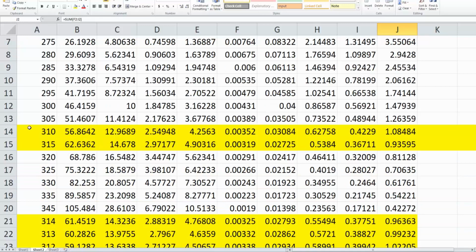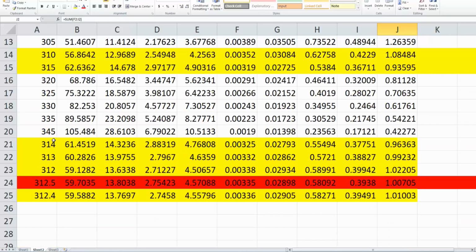I notice here, 310 and 315, it's around 1. So we have 0.94 and 1. So I know that the answer will be between 310 and 315. So in here, I start off at 314. I get 0.96. Then 313, I get 0.99. Then 312, I get 1.02. Then I go 312.5, and I get 1.007. So pretty much 1. And so I know dew point temperature will be 312.5.